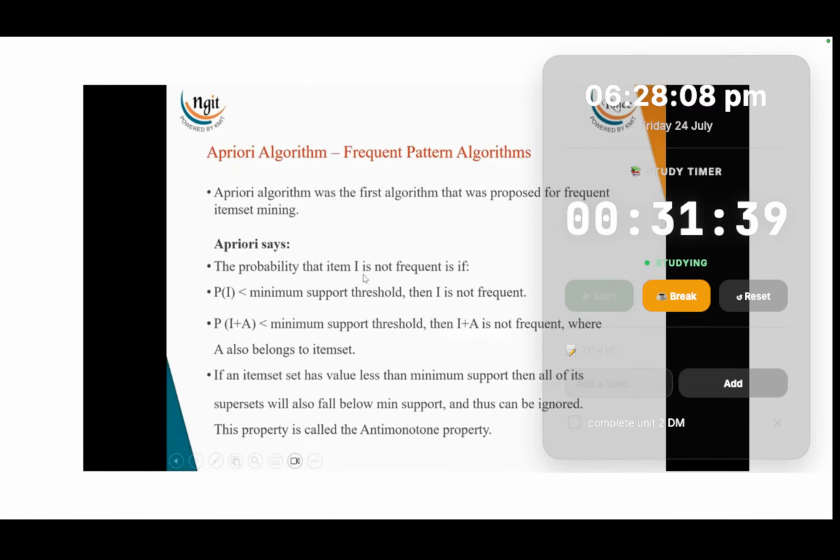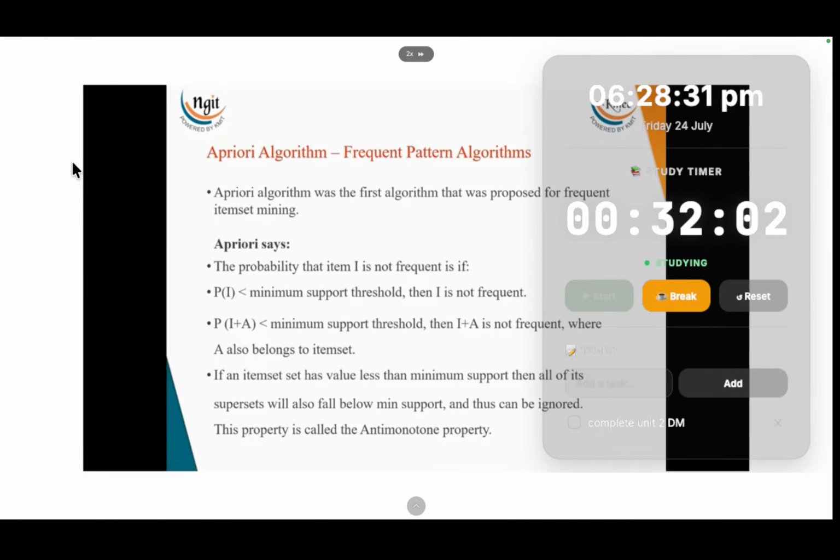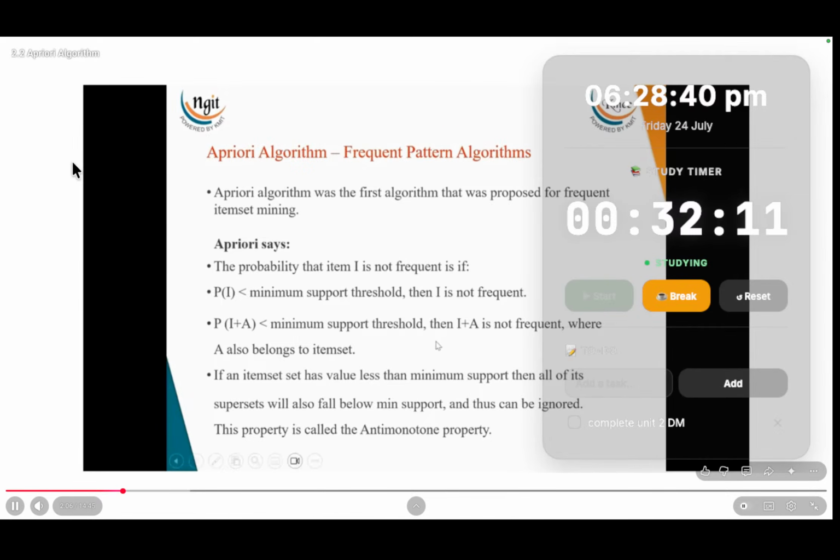Here an item in the transaction is said to be non-frequent if the probability of the item is less than the minimum support threshold. If you are considering two items, and the probability of the combination of those items is less than the minimum threshold, then we say that those two items are not frequent. If an item value is less than the minimum support, and there are any supersets of that item also, then we just ignore those items and remove them from the transaction. This property we call the anti-monotone property.